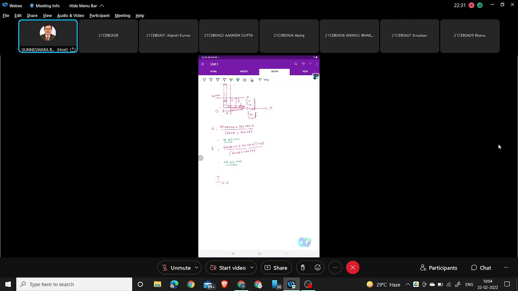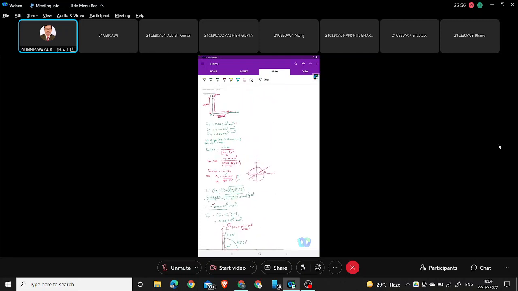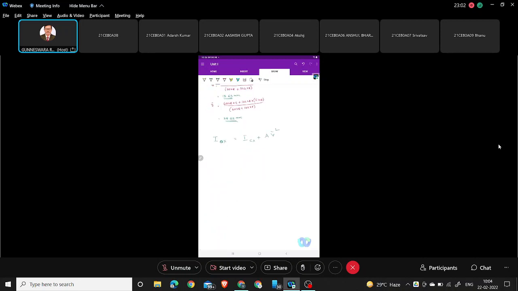ICX, I can use the parallel axis theorem and say IOX is equal to ICX plus A into Y bar square. IOX, that is the moment of inertia about the axis through O, is given as 7.65 into 10 to the power 6. So 7.65 into 10 to the power 6 is equal to ICX plus A Y bar square. The moment of inertia of this element about its centroid is not known.